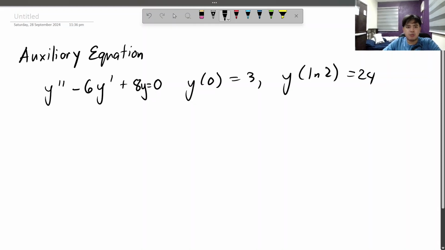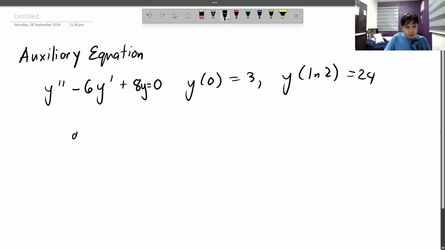In today's video, we're going to be discussing solving higher order differential equations using the auxiliary equation. Now, the auxiliary equation is a method used to solve higher order equations like this with ease. Now, I'm going to be introducing to you different kinds of notation.